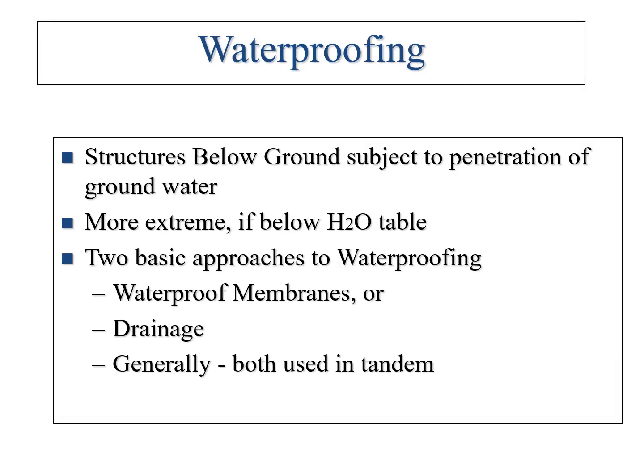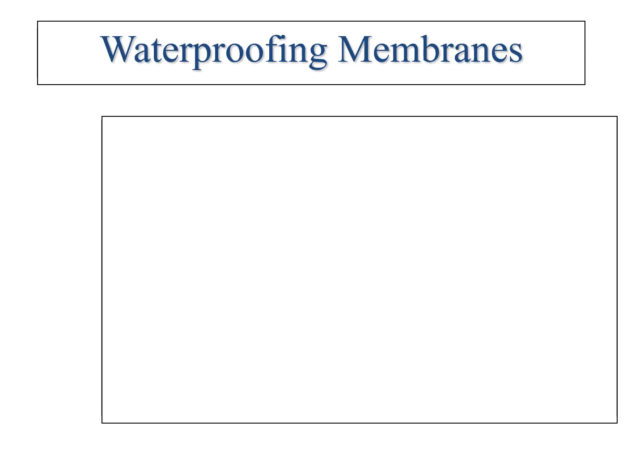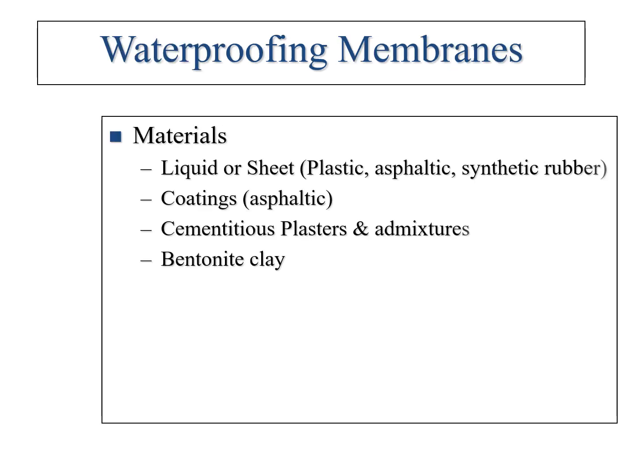So waterproofing. Structures below ground are subject to penetration of groundwater, and it's more extreme, of course, if your foundation's below the water table. So there's two basic approaches to waterproofing, and that's waterproofing membranes or drainage, and generally those are both used in tandem. So waterproofing membranes. What type of materials? Well, the liquid or sheet type, plastic, asphaltic, synthetic rubber. Those are all being allowed to be used.